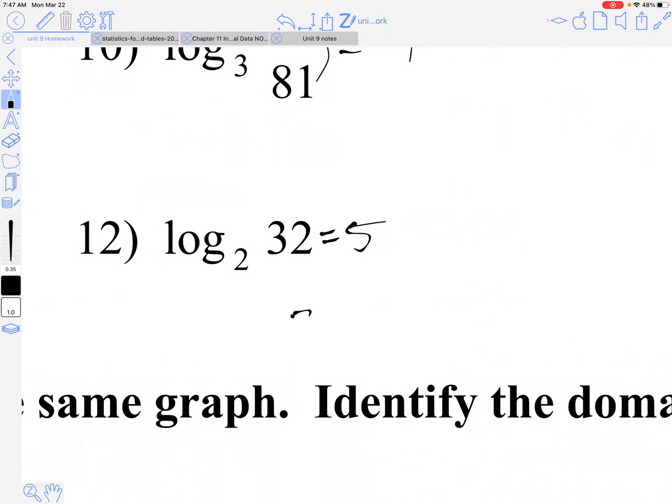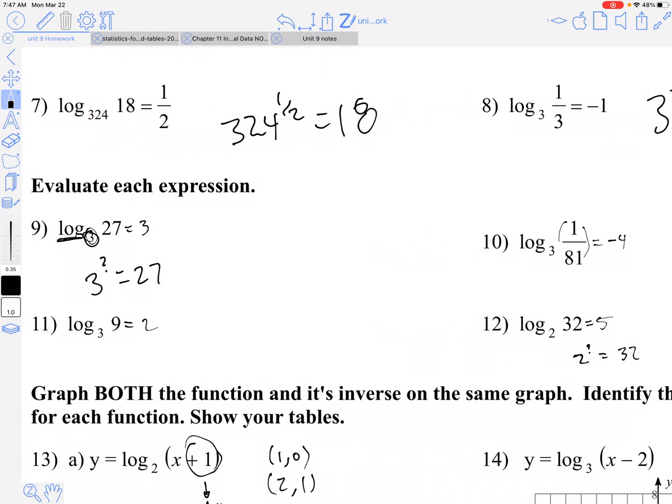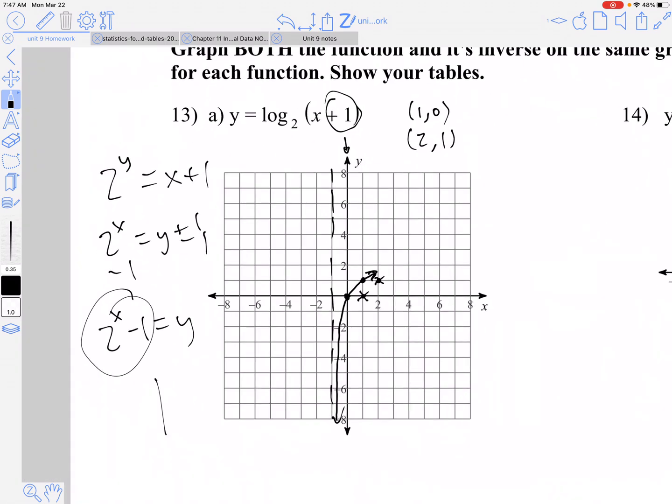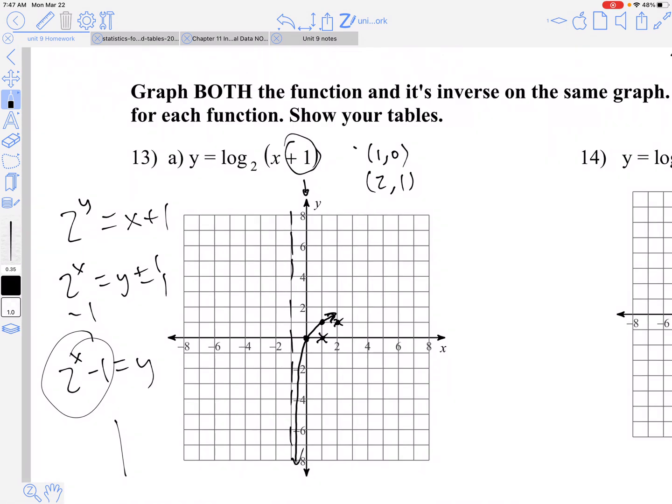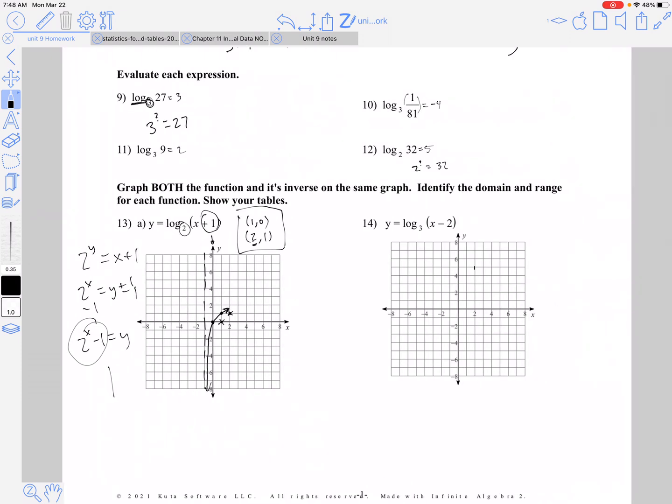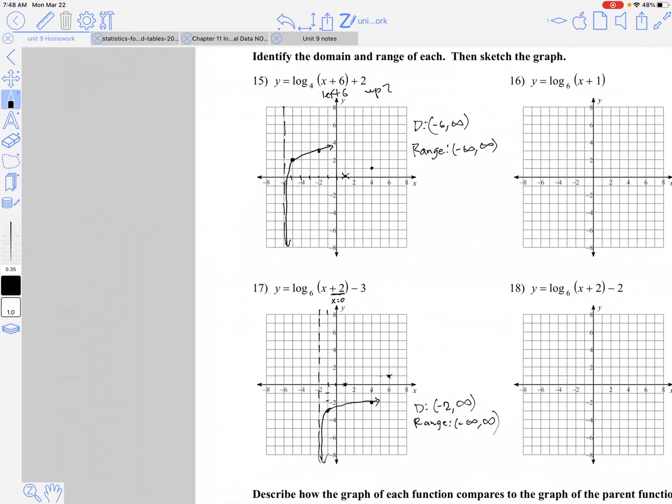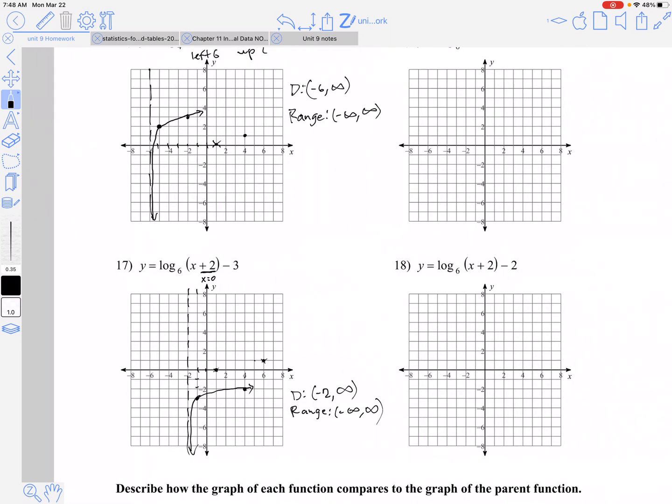Similarly here, the base was 2. We don't know what the exponent was, but we got 32. The exponent was 5. Take a look at those. And then we graphed these. If you remember, there's something really cool going on. You always have the points (1, 0) and (2, 1) because of the exponent rules with the log, and the 2 is always the b. But then it got shifted left 1, so it shifted our asymptote and our 2 points, and then we got that.